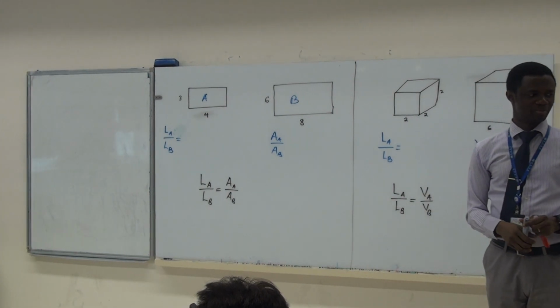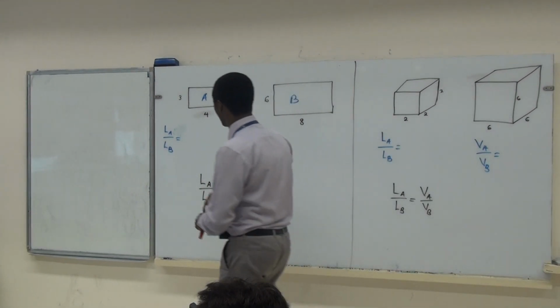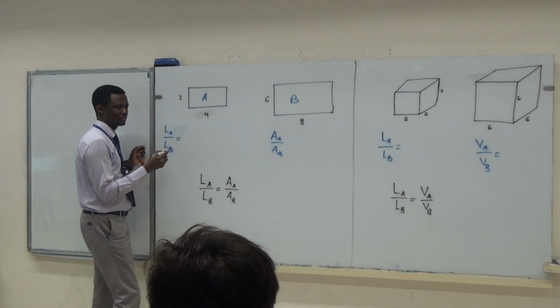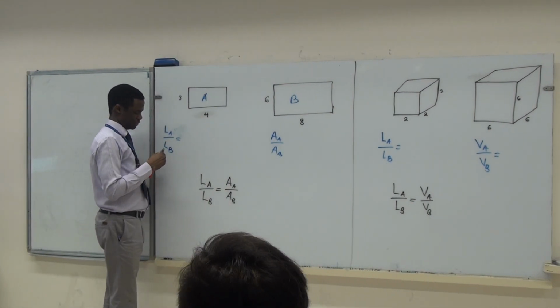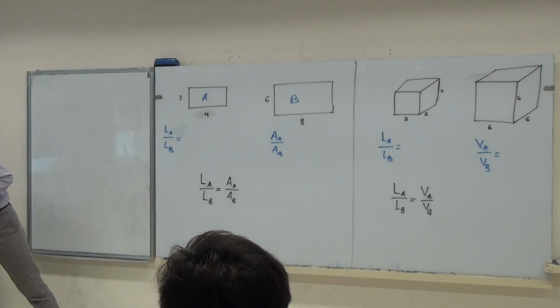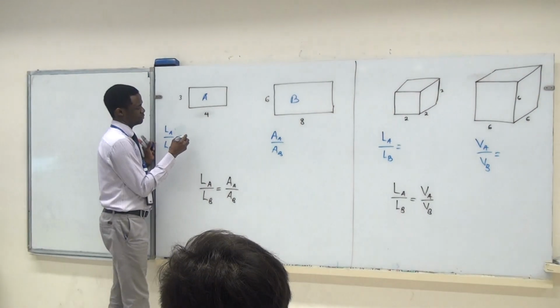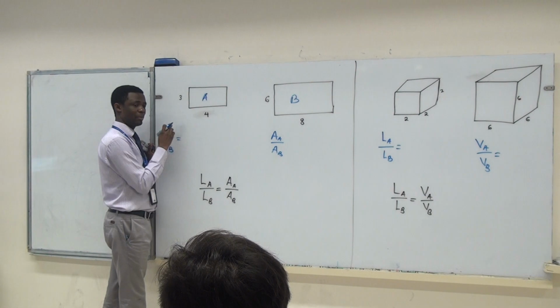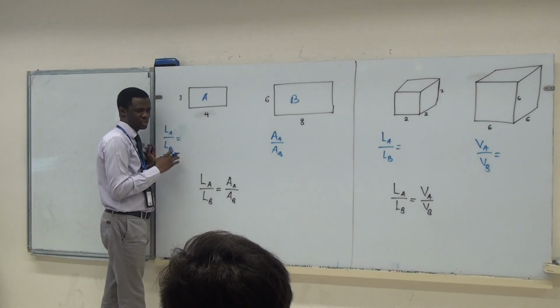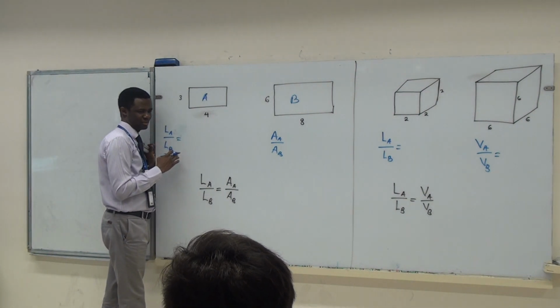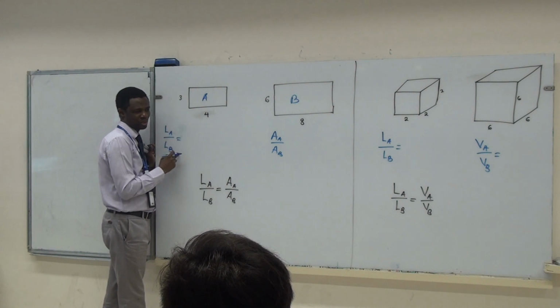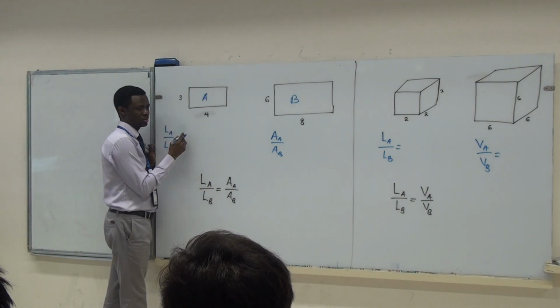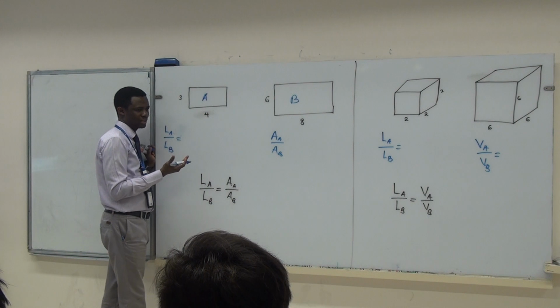Have you seen something? Okay, Trudy, let's start with you. What do you notice here? Trudy. You know what I mean by LA, LB? Not like Los Angeles. Length of A, length of B. Length of one side.